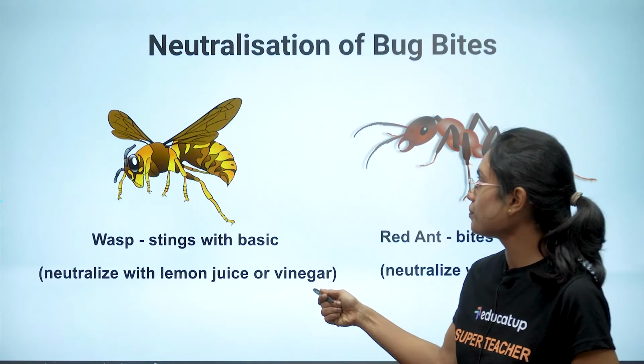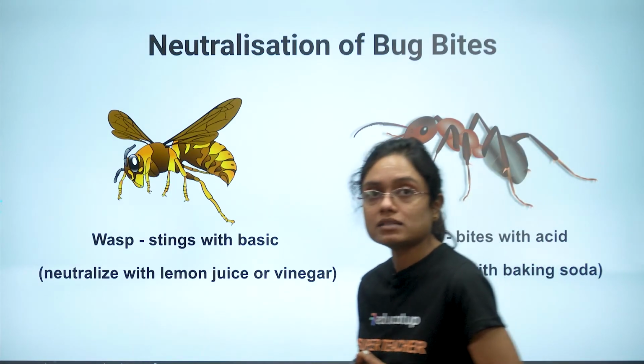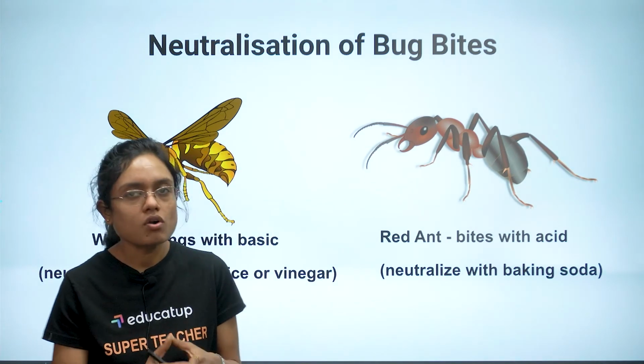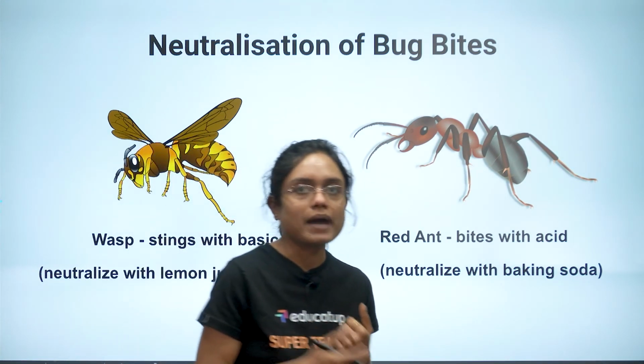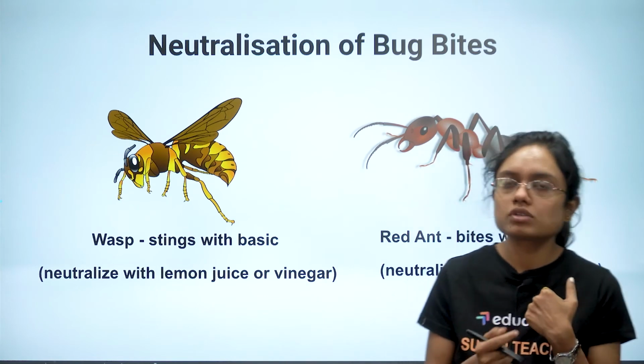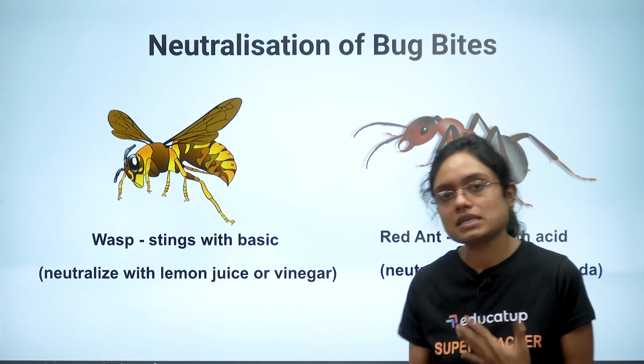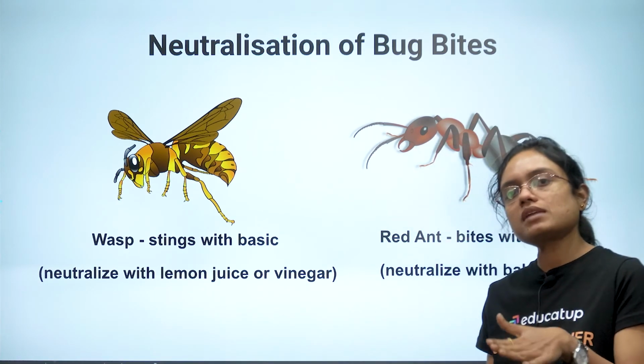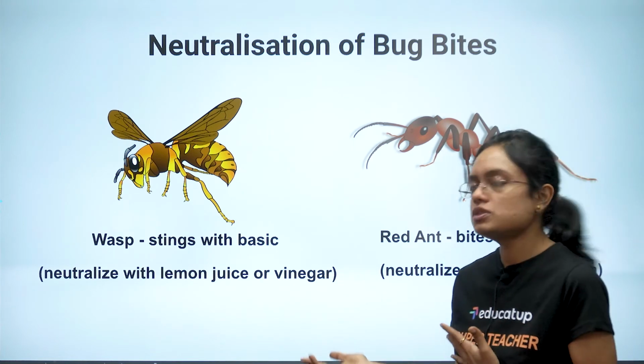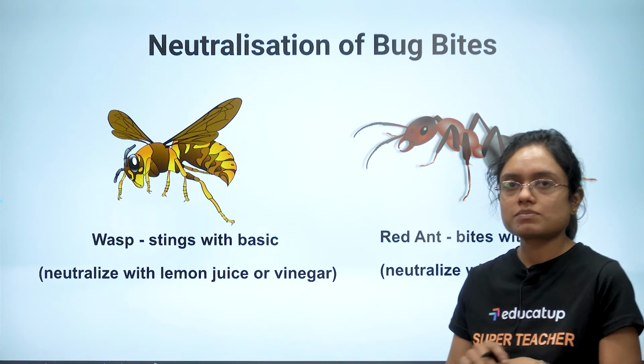Let's move ahead. Neutralization of bug bites. Wasp. Wasp is a very common insect which always bites. Now it bites with basic, मतलब उसका जो डंक होता है, उसका जो बाइट होता है वो बेसिक होता है, बेस होता है. तो उसको सबसाइड करने के लिए you have to use a lemon juice or vinegar, an acid. So acid subsides the base.